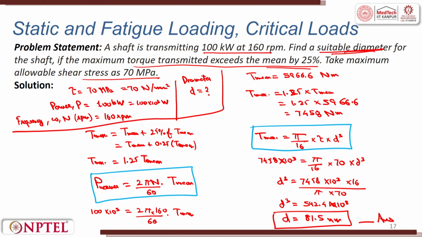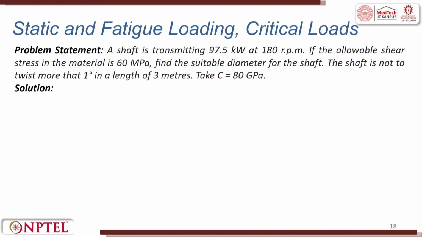So these were a few numerical statements that we discussed in static and fatigue loading. Another problem statement is there that I will also leave for you to do. It is given a shaft is transmitting 97.5 kilowatts at 180 rpm. If the allowable shear stress in the material is 60 megapascal, find the suitable diameter of the shaft. The shaft is not to twist more than 1 degree in a length of 3 meters. Take C here as 80 gigapascal. We have been given the value of C here, which is the constant of proportionality or modulus of rigidity.